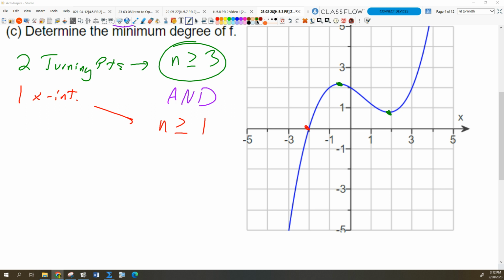But if we knew that n had to be greater than or equal to 3, but the end behavior was even, then what would the minimum degree be? 4, right? Because it couldn't be 3. 3 is odd. It'd have to be greater than 3, so it'd have to be 4. You get my point? You have to put all these clues together. It starts to get a little complicated. Okay, let's try another one.